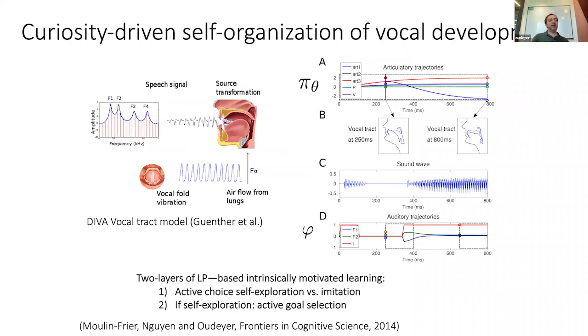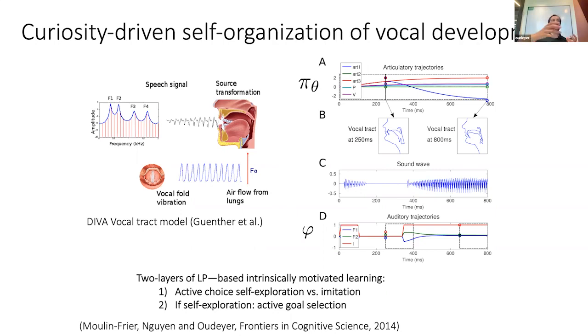So for example, instead of constructing a robot like in the previous slides, we've been considering modeling vocal development, where we consider a realistic model of the vocal tract, of sound perception, and a model of the ear for sound perception. And we've studied how using this approach of curiosity-driven learning enables us to reproduce aspects of the properties of vocal development we observe in children.